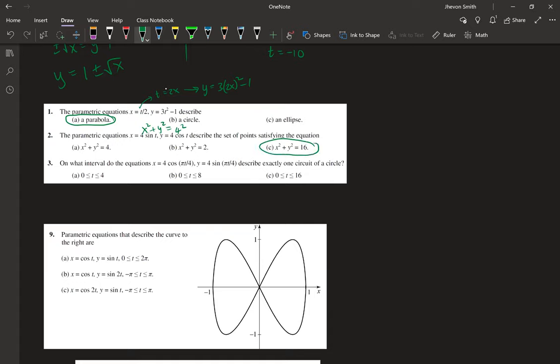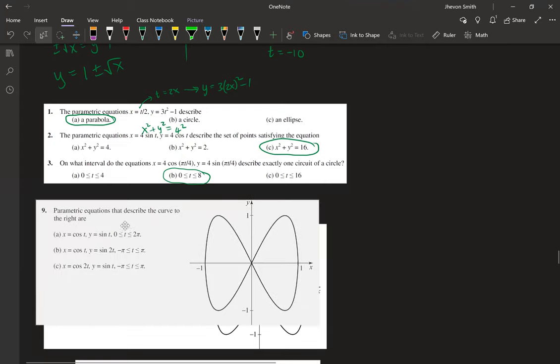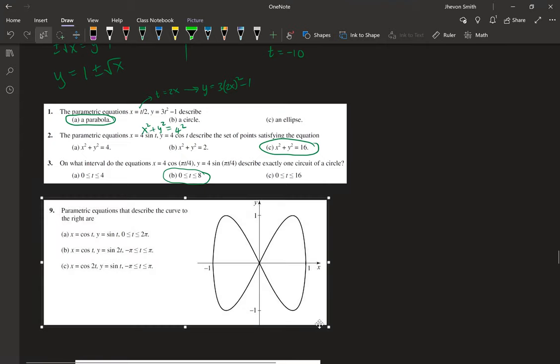On the interval, do the equations describe exactly one circuit of a circle? So I think they mean to... Okay, so we just need to make sure that this fully goes through 0 to 2 pi, which means that we want that. Yeah, so those shouldn't be too bad. I don't know. This one, parametric equations, describe the curve to the right.